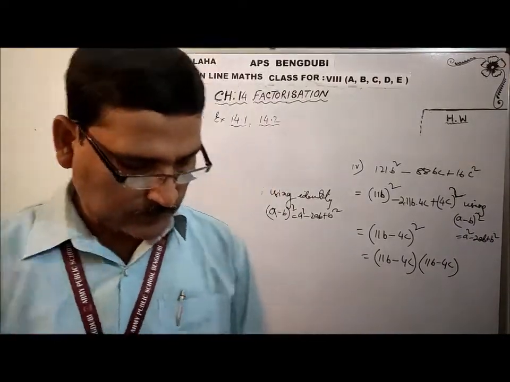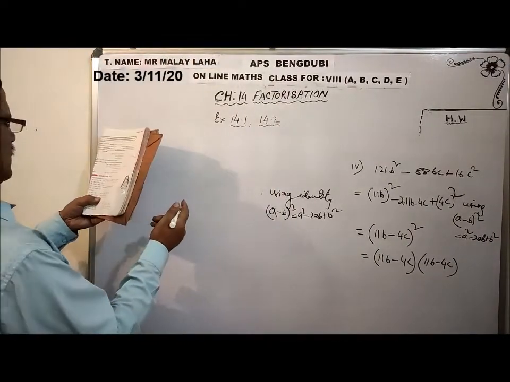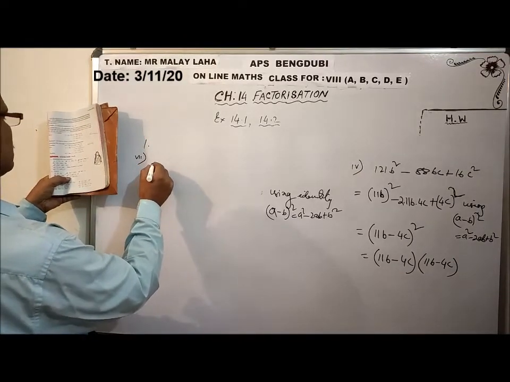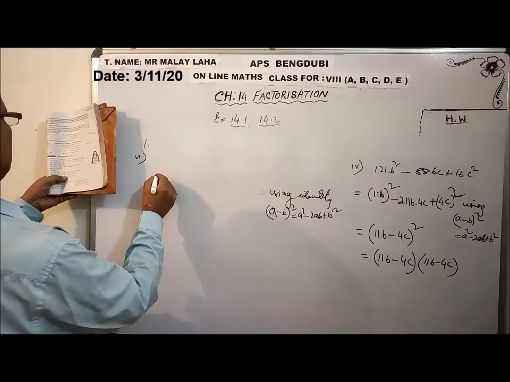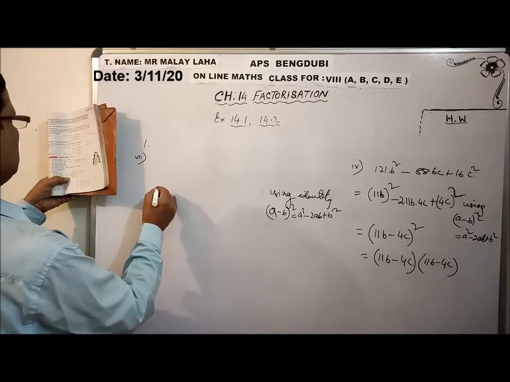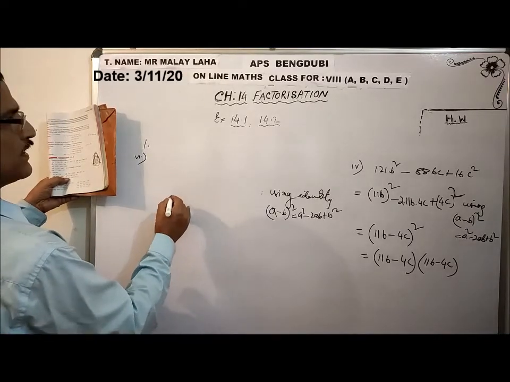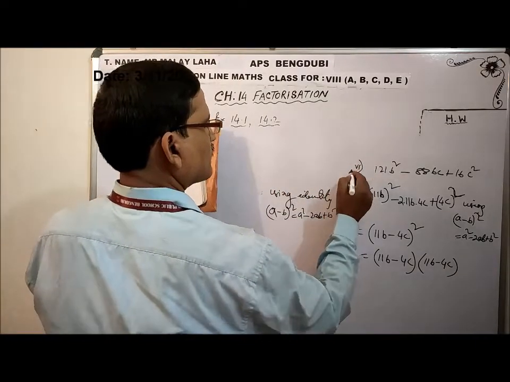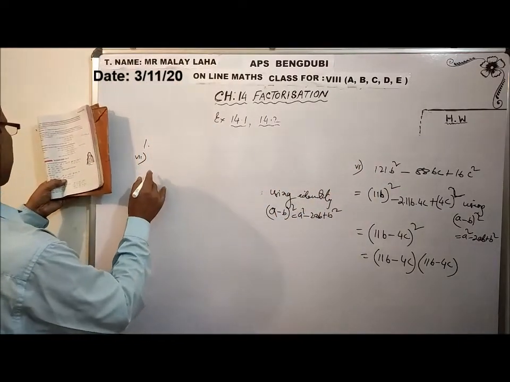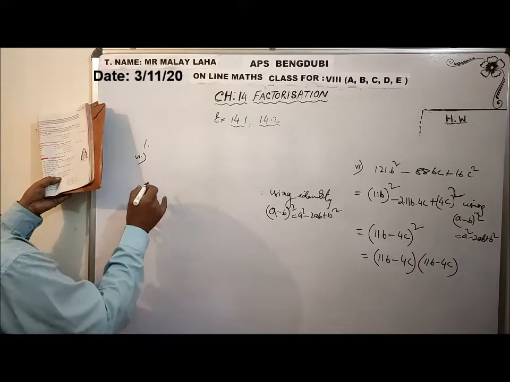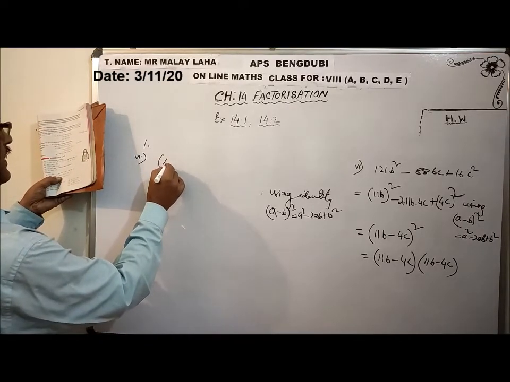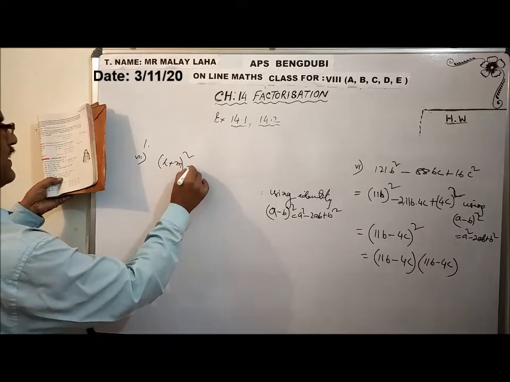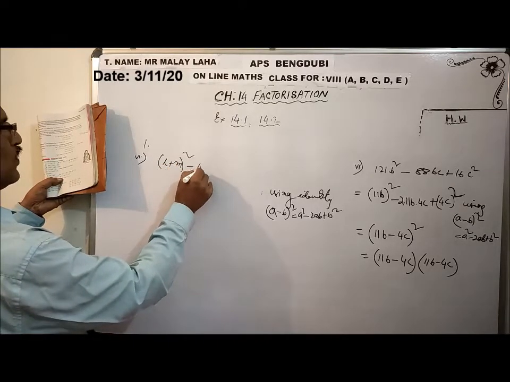Now, coming to the next very important question, 7. We have done 5, and 4x, that was what? It was 6. Now 7. 7 is lm plus m whole square minus 4lm.